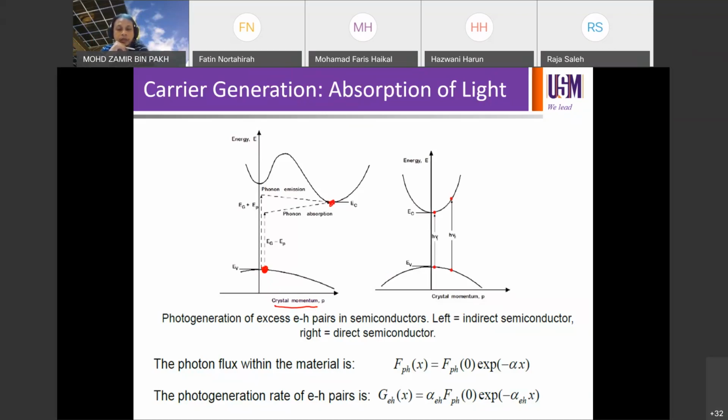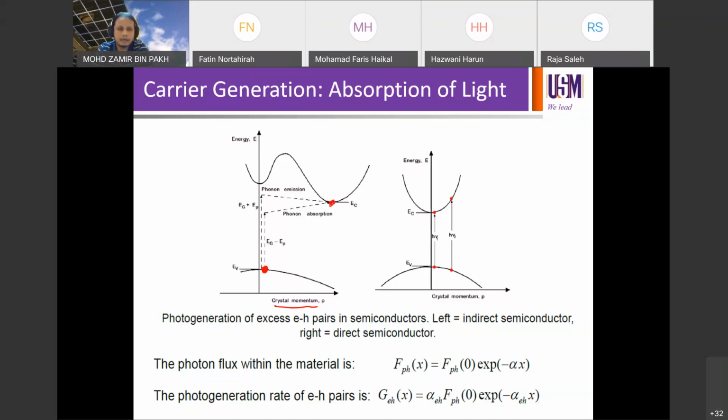germanium. On the right hand side, we can see the band gap of a direct band gap semiconductor, where the minimum of the conduction band is aligned to the maximum of the valence band. In this case, it is called a direct band gap semiconductor, like gallium arsenide, cadmium telluride, indium phosphide, and whatnot.